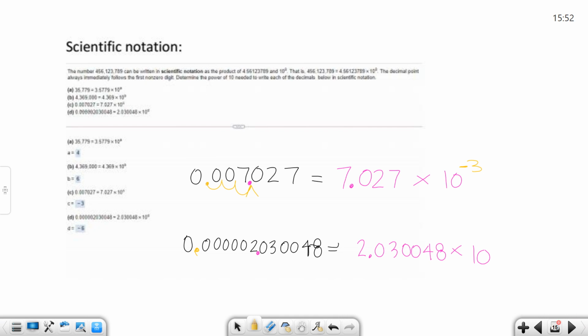Okay, my decimal started here. I'm going to move it 1, 2, 3, 4, 5, 6 places. So it's going to be a 10 to the 6th, but remember it's a very small number, so that's going to be a negative exponent. And that's how it would look. Whew, I think we're finished.